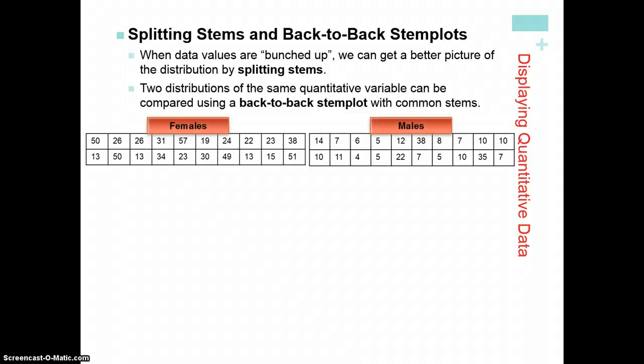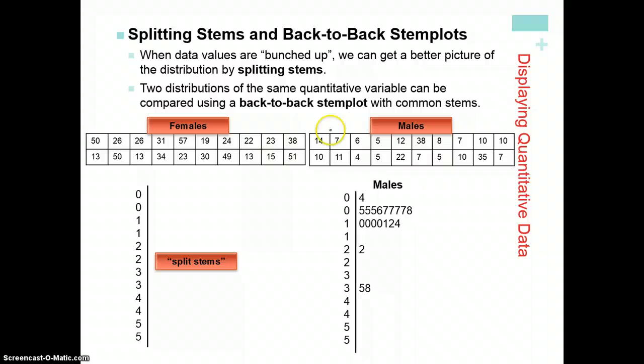So splitting terms, that's if we have... Usually you split terms when you have larger data sets because the values get bunched up, and you split them like this, right? This would be from 0 to 4. This would be from 5 to 9. And then 11 to 14, 15 to 19, 21 to 24, and so on and so forth.